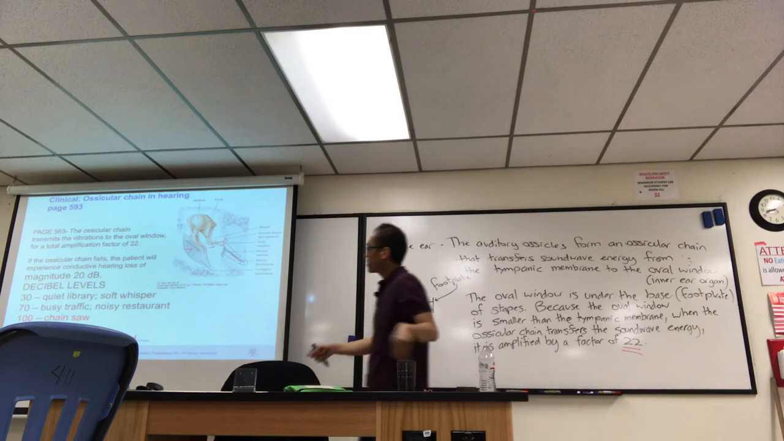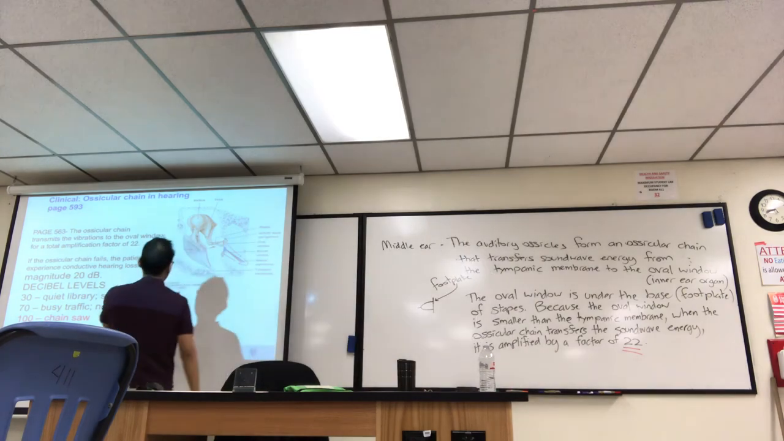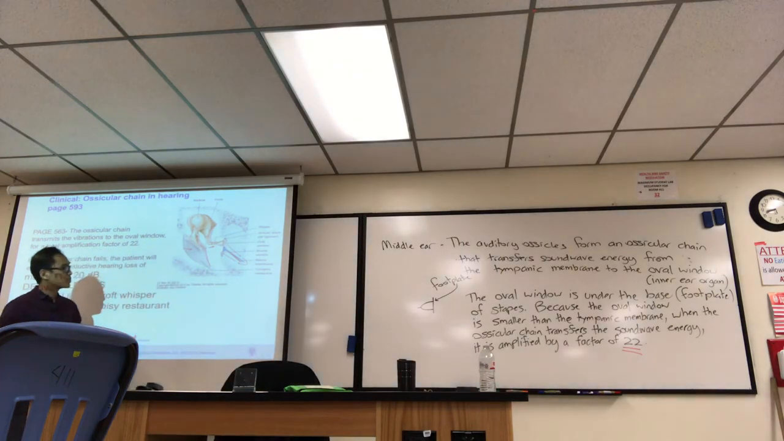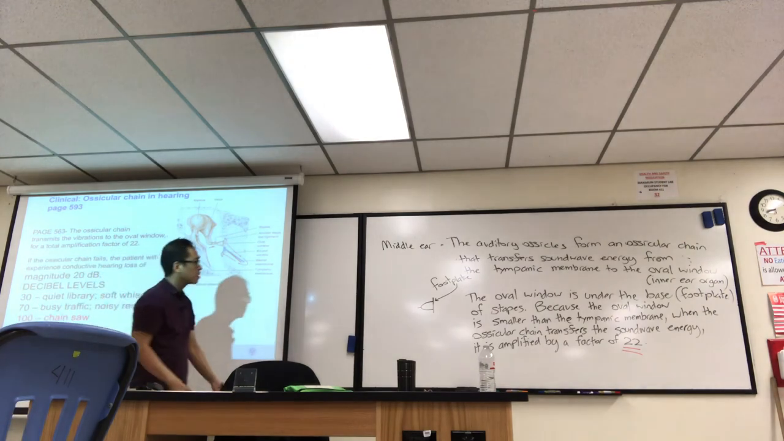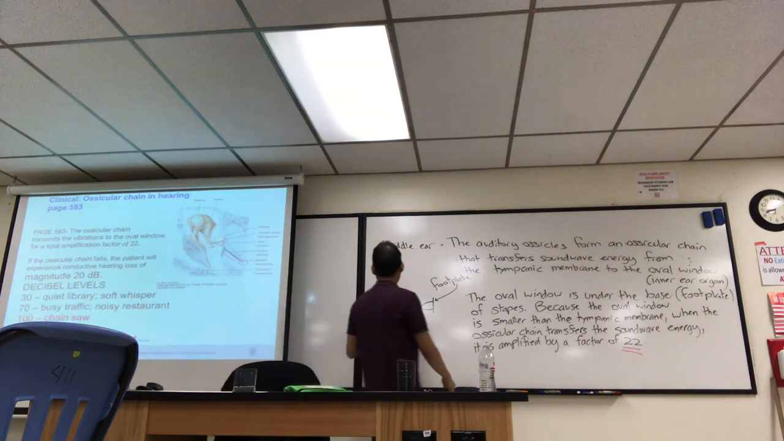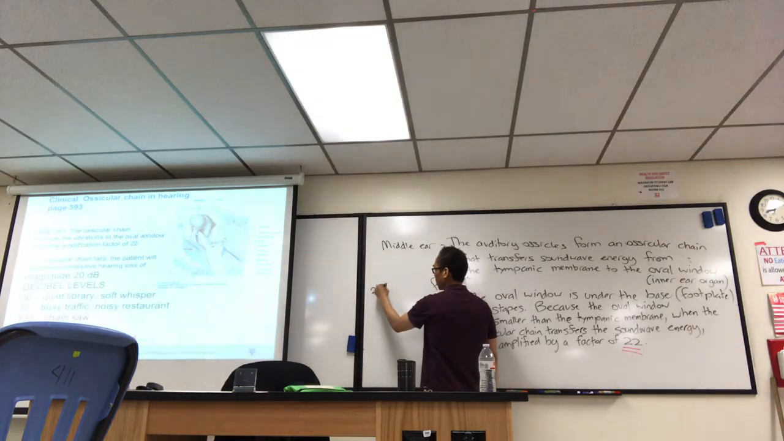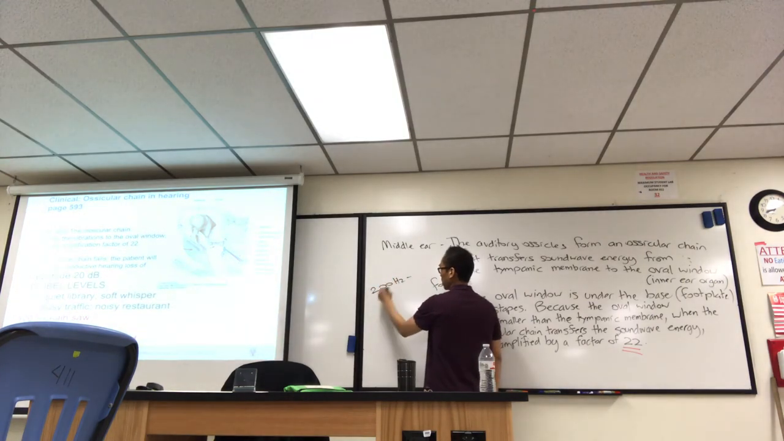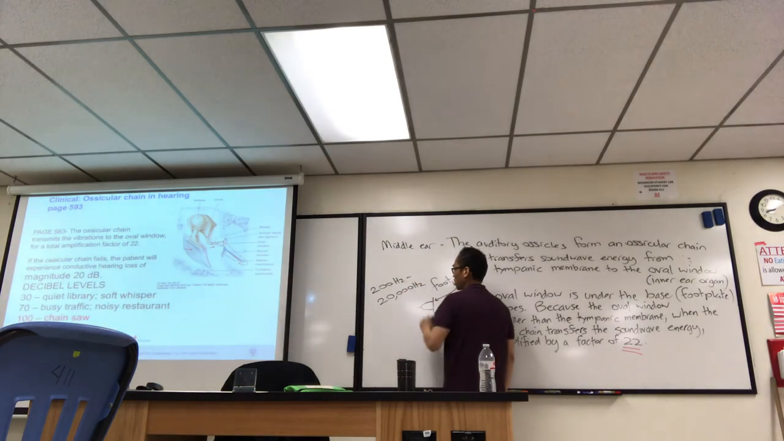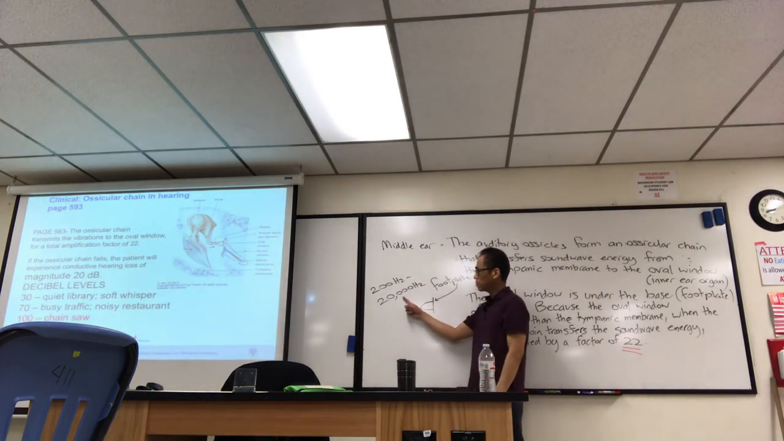So here's a picture of the ossicular chain. You vibrate that at a certain frequency. What's the frequency range for a human? Something like 200 hertz to 20,000. So the 20,000, is that treble or bass? The higher numbers, higher energy, high pitch, treble; lower numbers, bass.